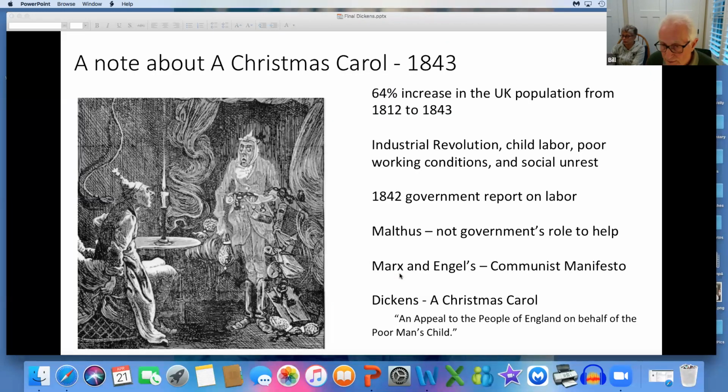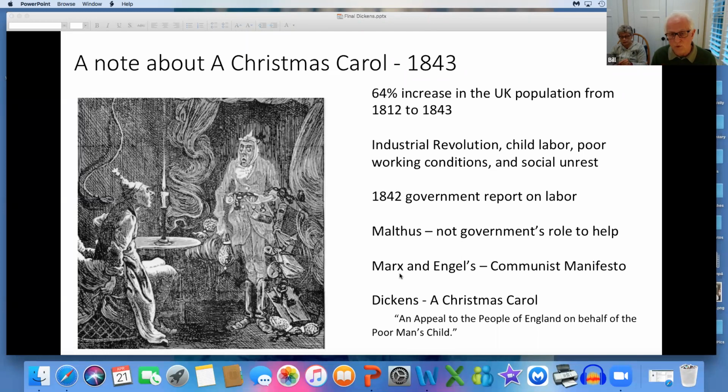Now, a note about the Christmas carols. As I said, there was a huge movement into London. So there was a 64% increase in the United Kingdom population from 1812 to 1843, many going into London. Industrial revolution, child labor, poor working conditions, just all of it, social unrest, the sewerage untreated, running in the streets, people getting ill. So the government finally in 1842 says, well, we really have to have a good, thoughtful approach to this. So they commission a report, not just on labor, but on sanitation.